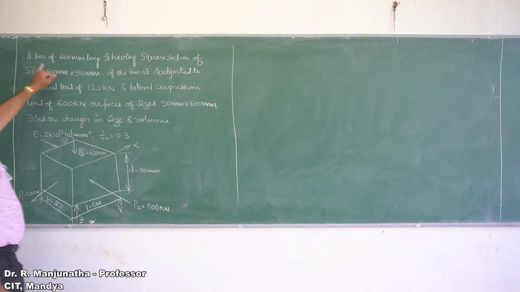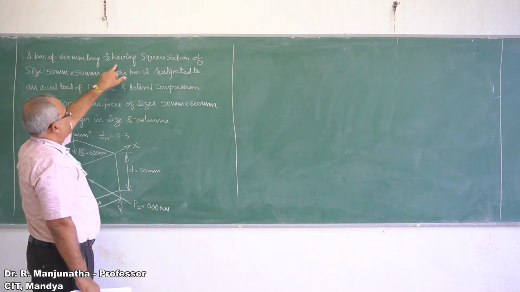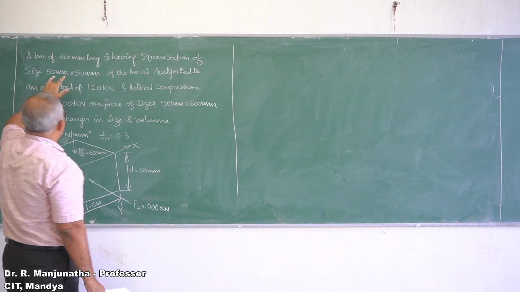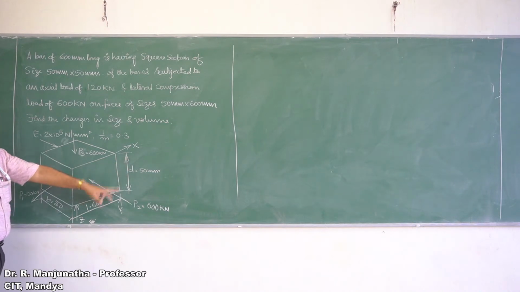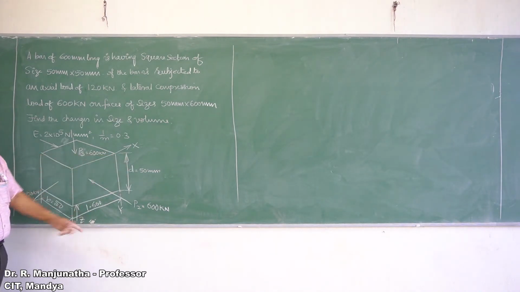A bar of 600 mm long is having a square section of 50 mm by 50 mm. So we have a square section with B equal to 50 mm and D equal to 50 mm. It is a square cross section having length equal to 600 mm.